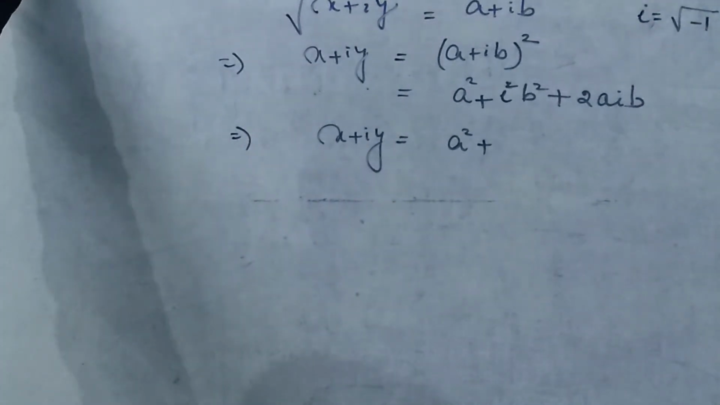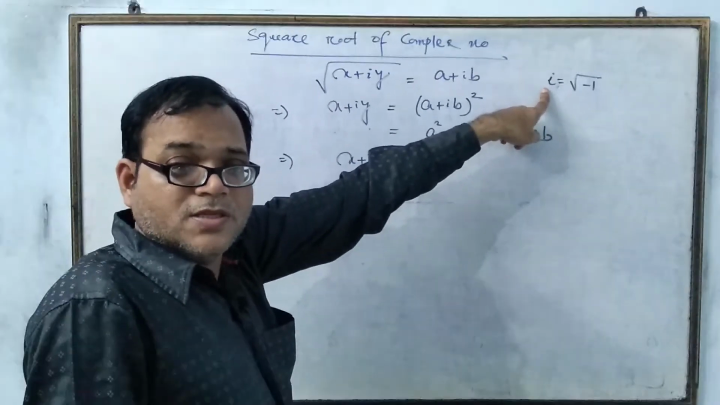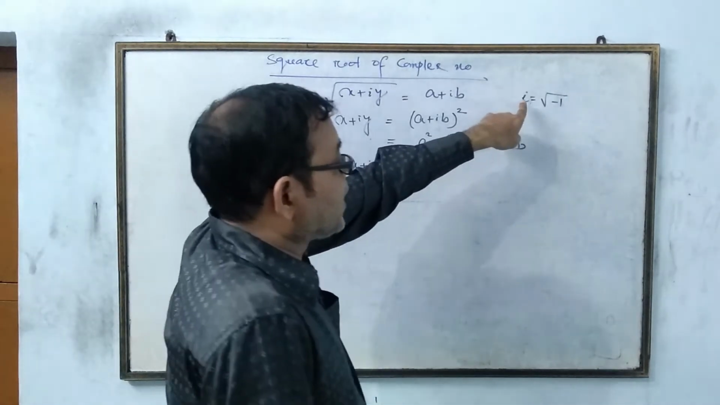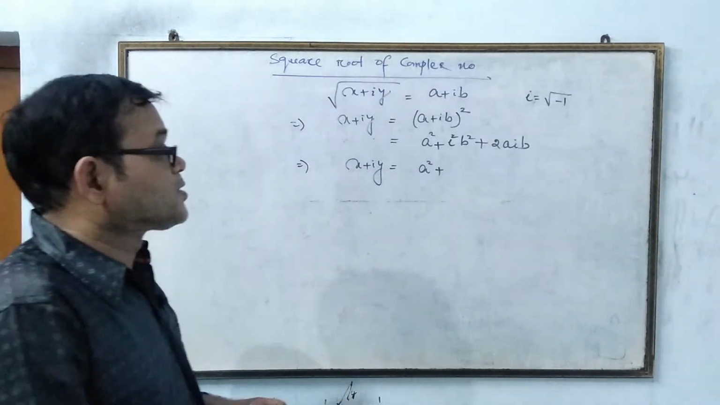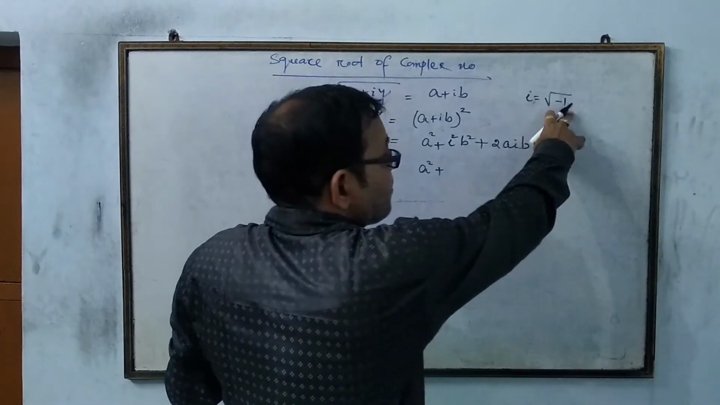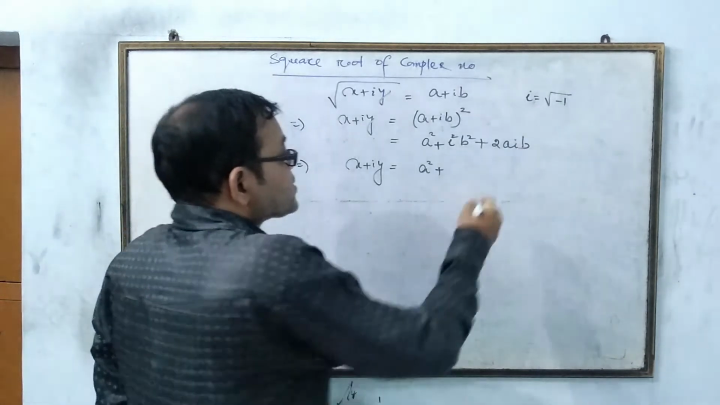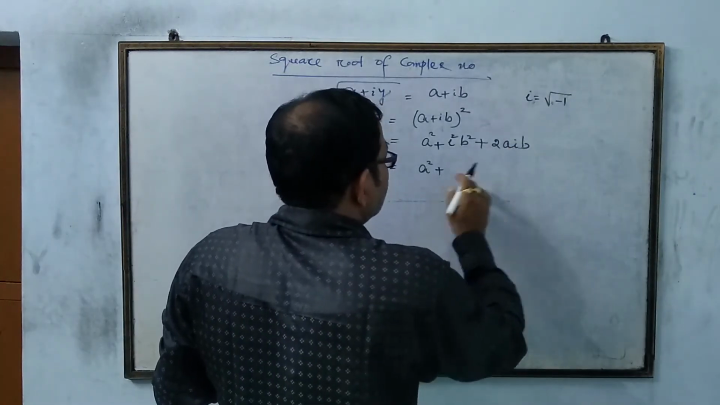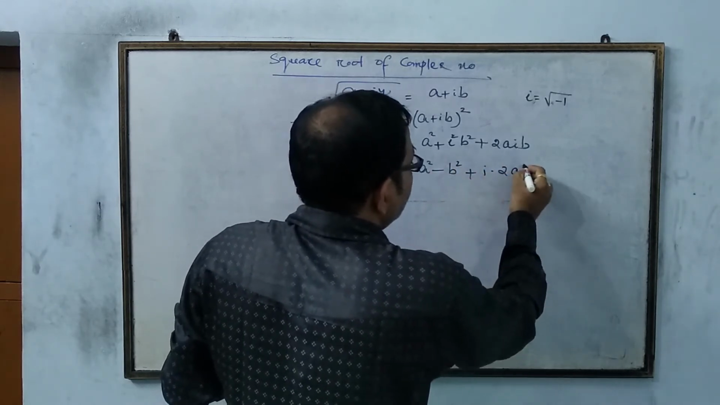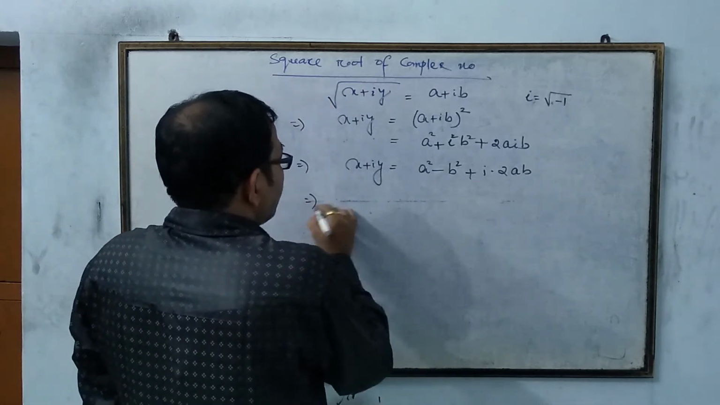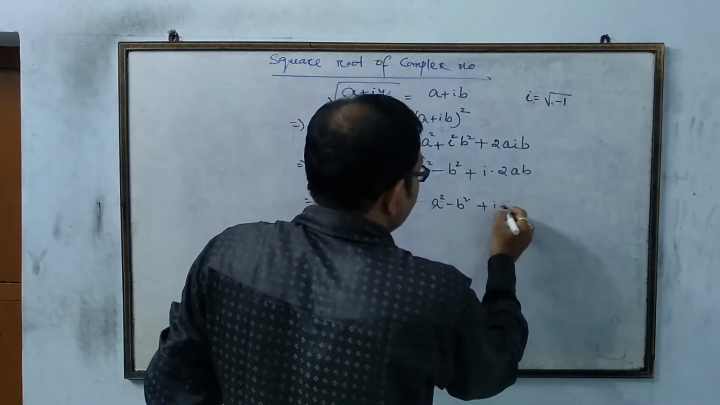In the first video I have completed the properties of i. We know that i is equal to under root minus 1. If you have not watched that video, then watch it so that you will get how i is equal to root over minus 1 is obtained. So i square is minus 1 only. Minus 1 into b square is minus b square, plus i into 2ab. So we write x plus iy is equal to a square minus b square plus i into 2ab.